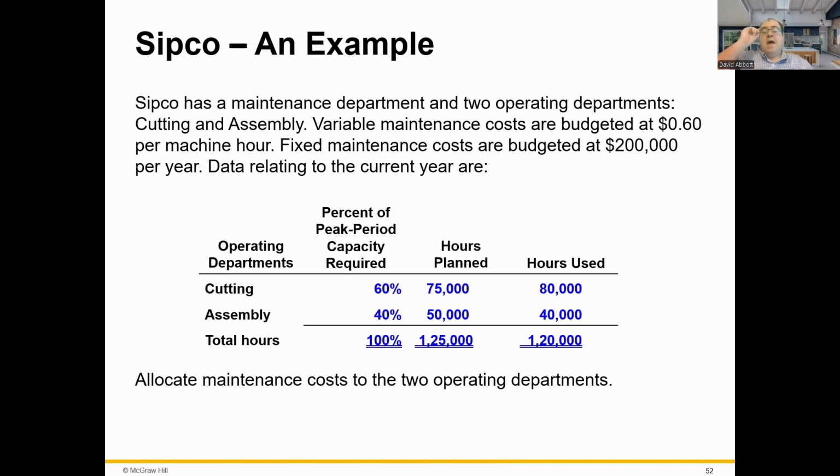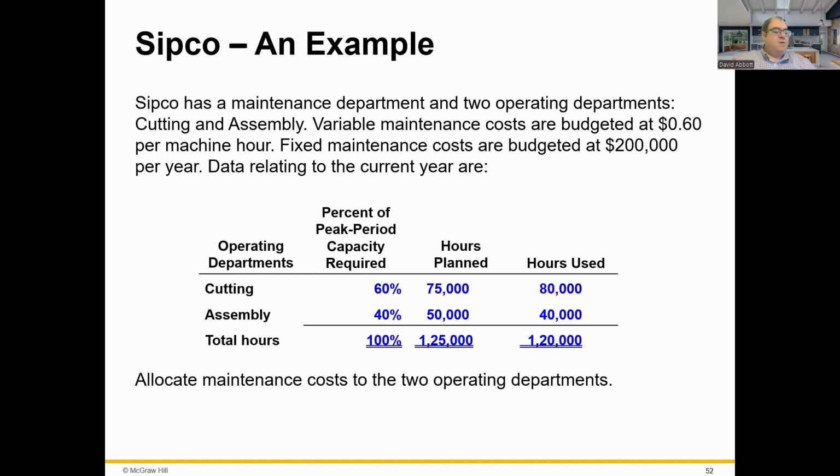So SIPCO has a maintenance department and two operating departments, which are cutting and assembly. Variable maintenance costs are budgeted at 60 cents per machine hour, and the fixed maintenance costs are budgeted at $200,000 per year. And so we see as follows.